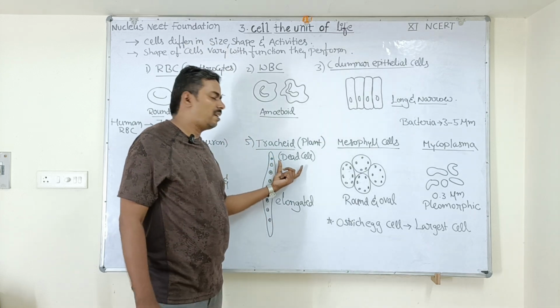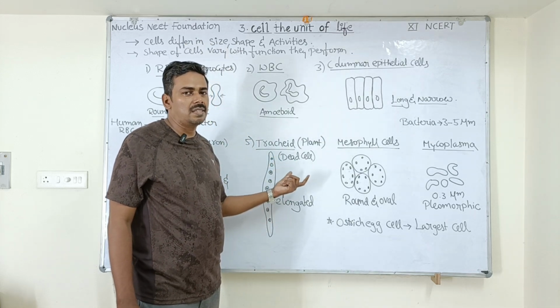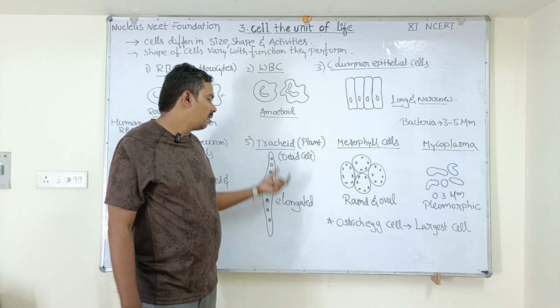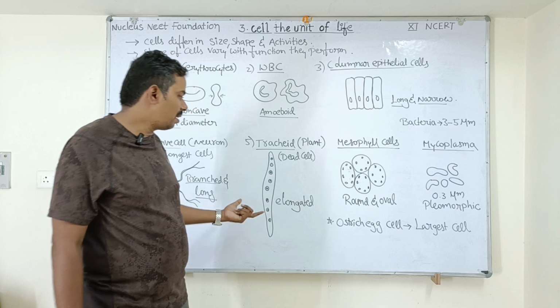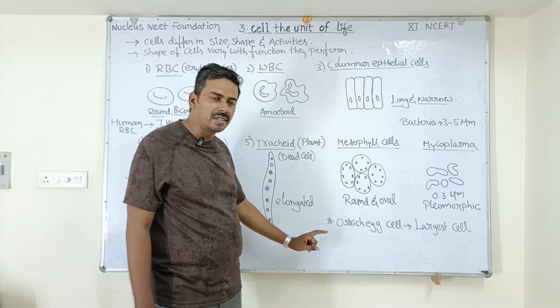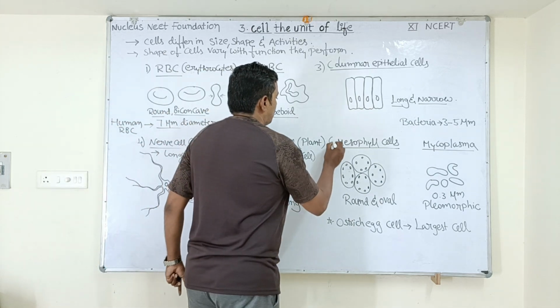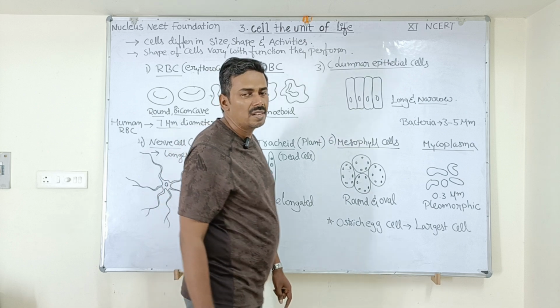So even though tracheids are dead cells present in the plant in xylem tissue, they can carry out a function that is transport of water and minerals. And what is their shape? Elongated. Next, the sixth type of cell, mesophyll cells.